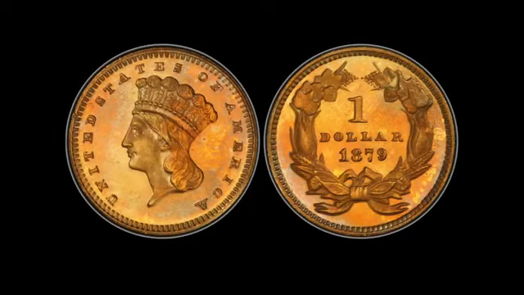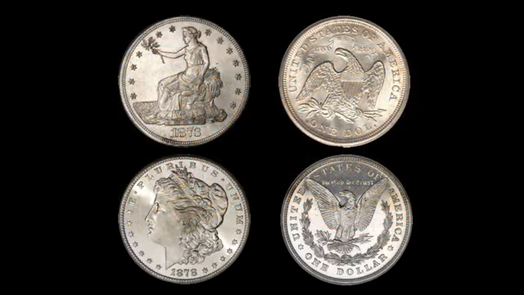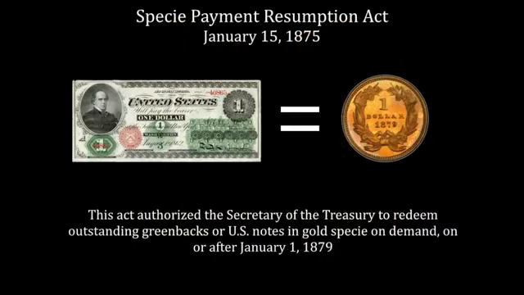Following the Civil War, gold coins continued to be issued by the federal government. However, silver coinage was suspended in 1873, though resumed in 1878. On January 15, 1875, Congress passed the Specie Payment Resumption Act. This act authorized the Secretary of the Treasury to redeem outstanding greenbacks, or U.S. notes, in gold specie on demand, on or after January 1, 1879. This seems to have restored confidence in U.S. notes, and by 1878 they were once again trading at par with gold. A $1 U.S. note was again equal to $1 in specie.